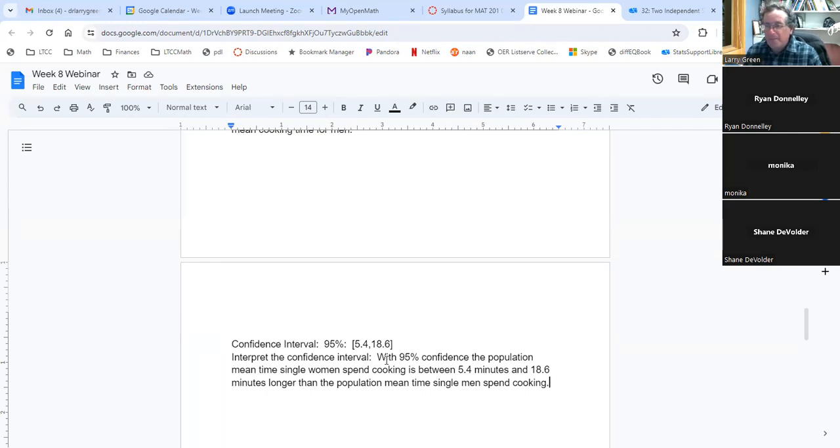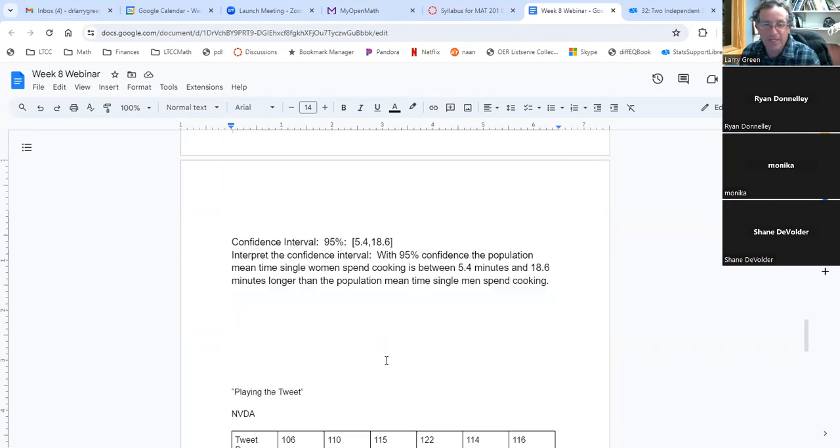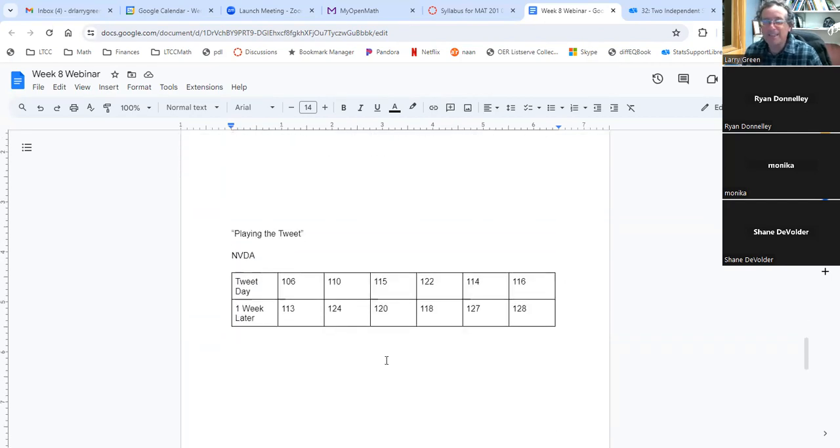Okay. So what I did is I wanted to see if my best guess was right. But instead of just a best guess, what I want to do is statistics. So here's what I did. And I call it play the tweet. I was playing the tweet.